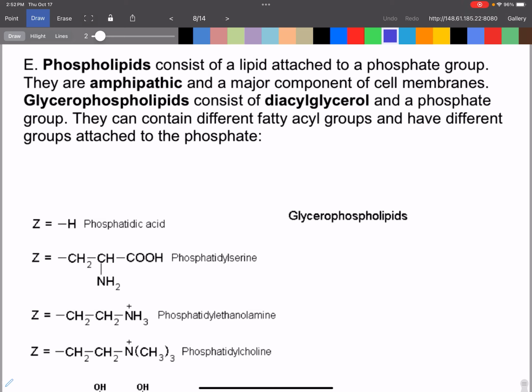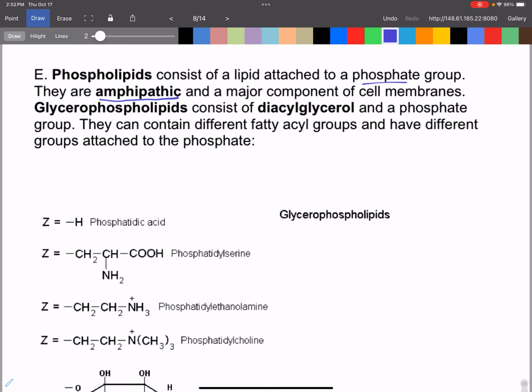Next up, we're going to talk about the phospholipids. These consist of a lipid, like a fatty acid or something like that we'll see, attached to a phosphate group. And one key thing here is they are what we're going to call amphipathic. Amphipathic means that they contain both nonpolar and polar parts. Be sure we understand that term.